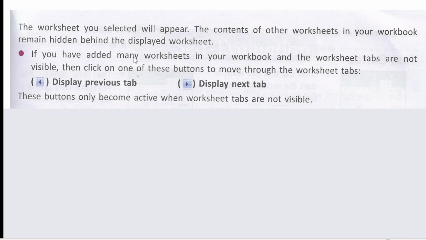If you have added many worksheets in your workbook and the worksheet tabs are not visible, then click on one of these buttons to move through the worksheet tabs. So this is display previous tab and this is display next tab. Now these buttons will not be active initially. They will become active only when the worksheet tabs are not visible.